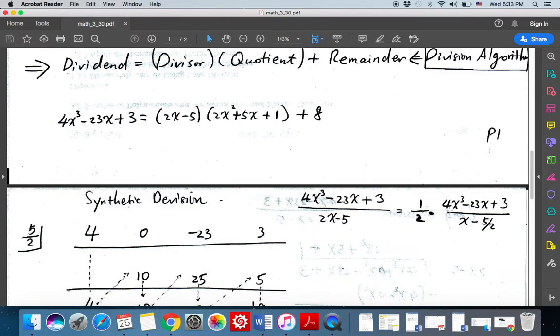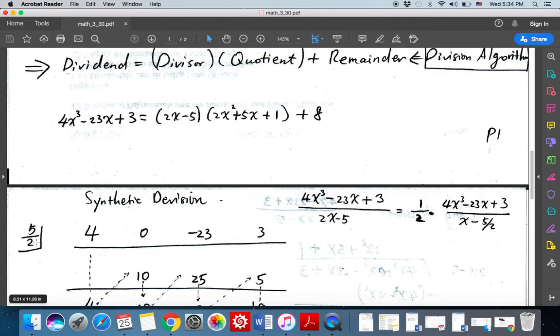Work out the results for dividing x minus 5 over 2 into 4x cubed minus 23x plus 3. As we did earlier, we're going to write down the coefficient for each of the terms in the dividend in decreasing order for variable x. If there's a missing term, you have to put down 0 as a placeholder. So the coefficients are going to be 4, 0, negative 23, and 3.